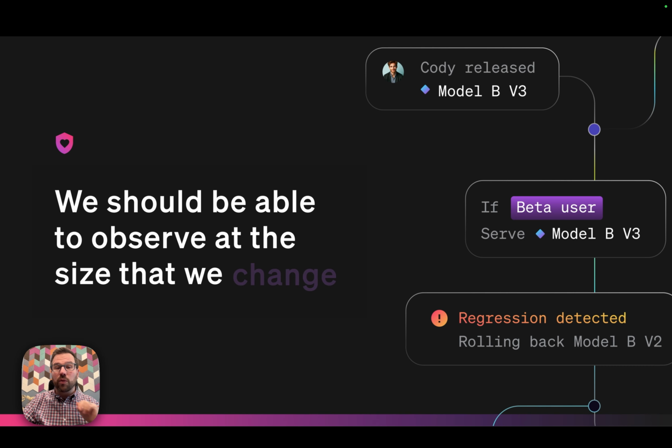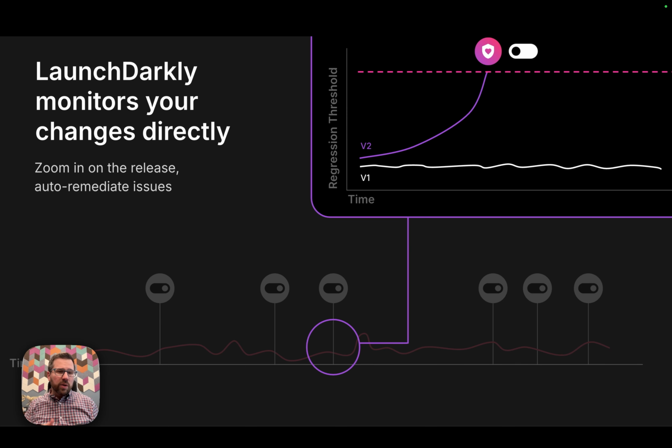And that brings us to the thesis of why we created these. We should be able to observe at the size that you upgrade or hotfix or change or release. All of these functional and non-functional changes that are constantly getting exposed to our end audiences, our end users, we should be able to know the effect that that change has on the metrics that we really care about. And it turns out in order to do that, you have to be the one who's controlling the change.